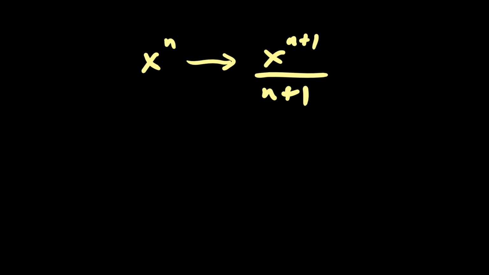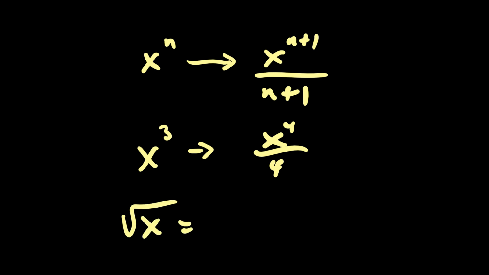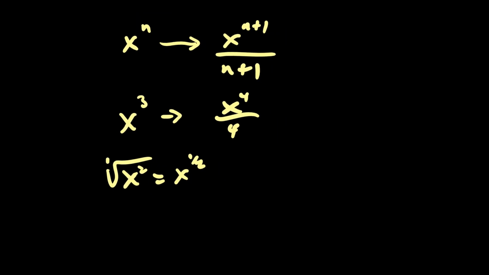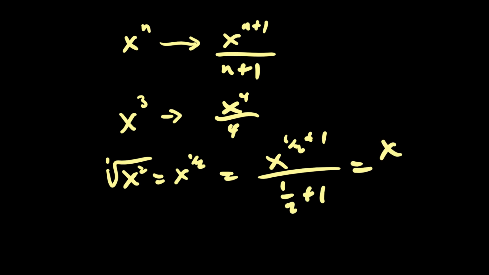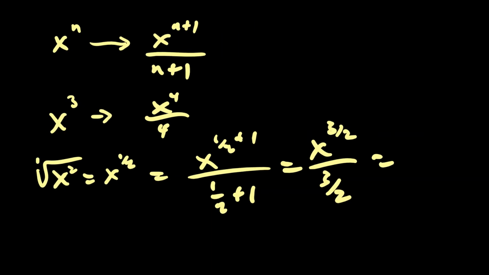For example, x to the 3 becomes x to the 4th over 4. If you have the square root of x, this is also known as x to the 1/2 power. So this would become x to the 1/2 plus 1 over 1/2 plus 1. And so this would be x to the 3/2 over 3/2, which would be 2/3 x to the 3/2.